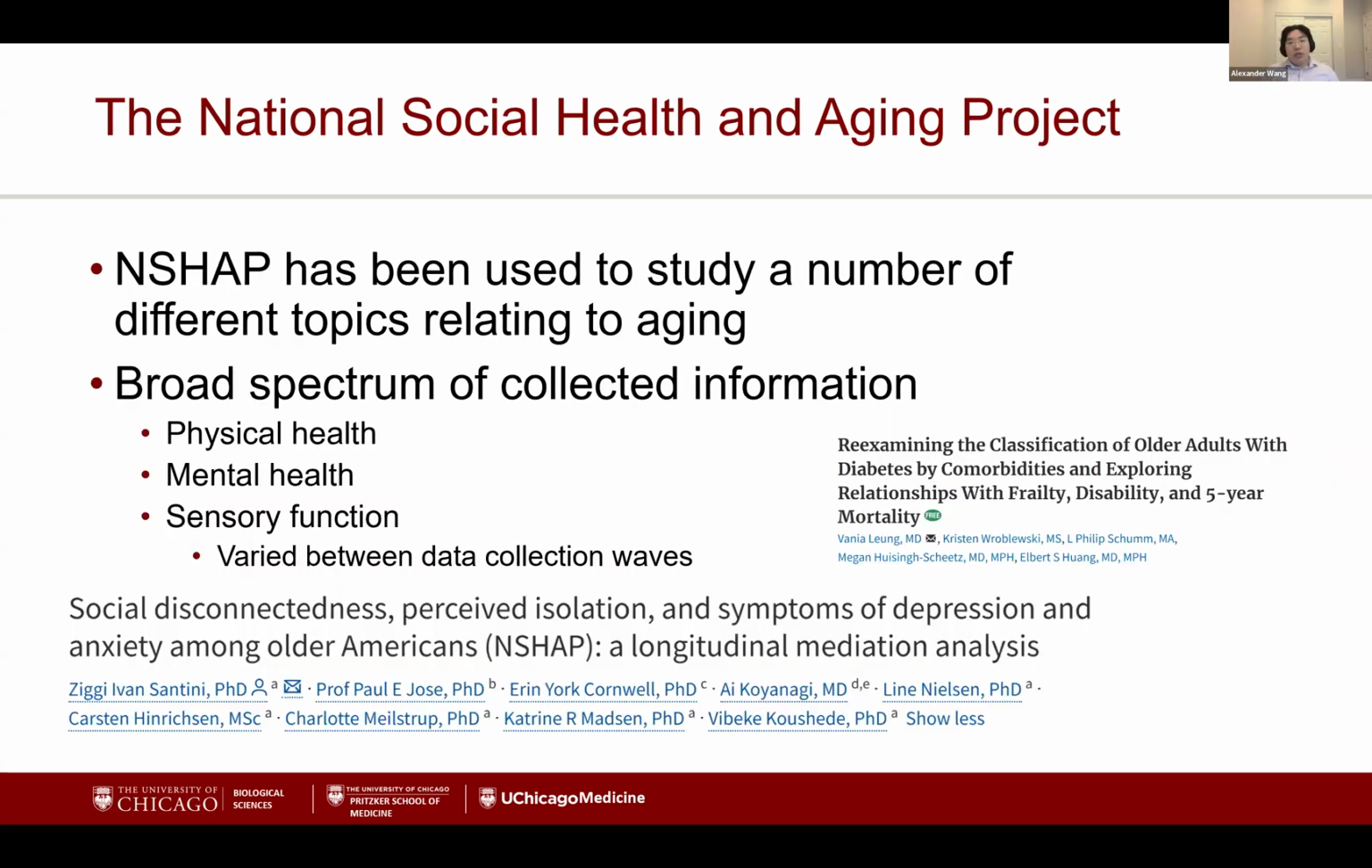NSHAP has been used to study a number of topics relating to aging, which is in large part due to the broad spectrum of information that they're able to collect in the study. On the screen are some of the representative articles that they highlight on the NSHAP website. Some of the information they collect is related to physical health, mental health, and sensory function. And it's worth noting that because NSHAP is an iterative process, some of the data collection varies between waves. With sensory function specifically, there was some variation in how they decided to collect measures of sensory function.